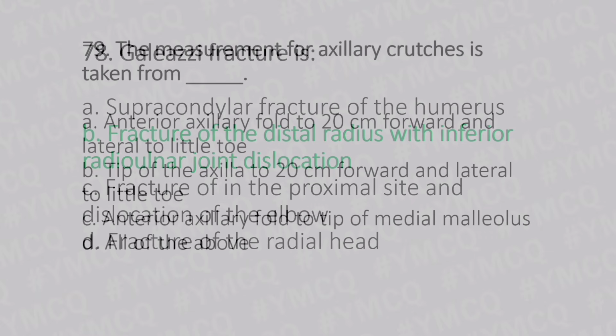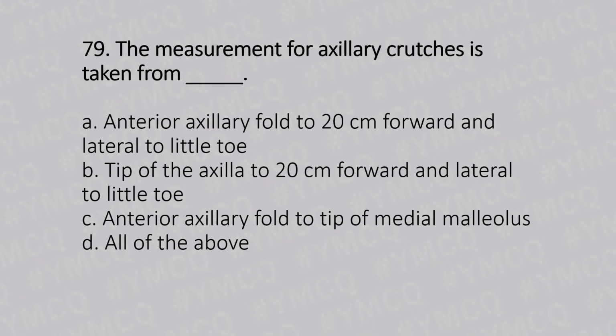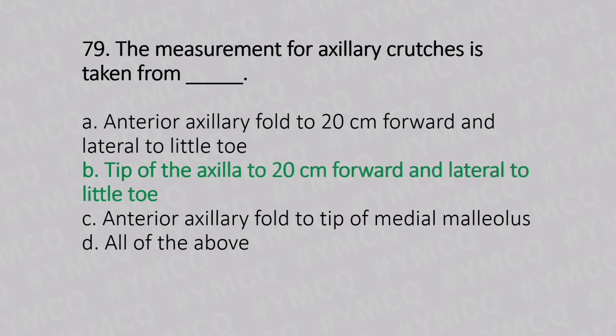Moving to our 79th question. Measurement of axillary crutches is taken from dash. Option A, anterior axillary fold to 20 cm forward and lateral to little toe. Option B, tip of the axilla to 20 cm forward and lateral to little toe. Option C, anterior axillary fold to tip of medial malleolus. Option D, all of the above. And the answer is option B, tip of the axilla to 20 cm forward and lateral to the little toe.